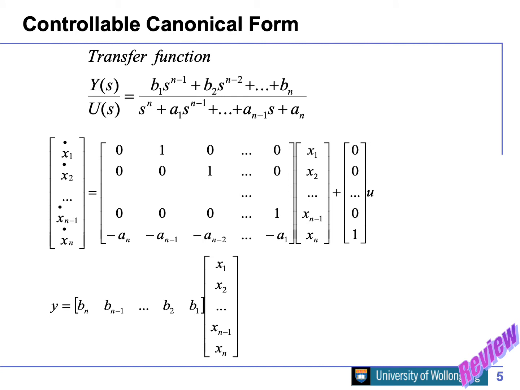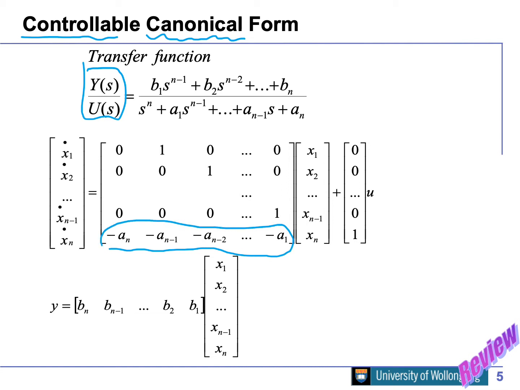And the most common way of representing that is using canonical form, because this canonical form has some benefits. We can use this to design our controller, can analyze the system fairly easily, make calculation very easily. There's two different canonical forms. The first one is controllable canonical form, where we start from a transfer function here. And we have the last row is the coefficient of the denominator in reverse order, and also with a negative sign.